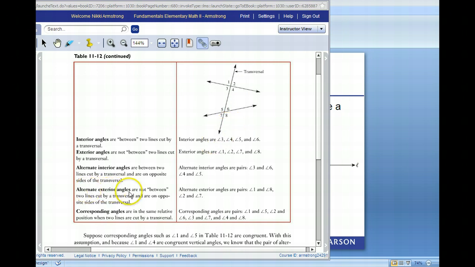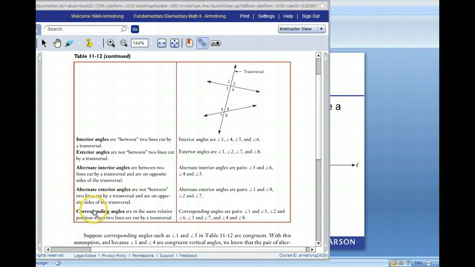Alternatively, alternate exterior angles, well, let's think about that for a second. Exterior angles are ones that are on the outsides, 1, 2, 7, and 8, but they need to be alternate, so on opposite sides of the transversal. So here we have 1 and 8, or 2 and 7. Those are both pairs of alternate exterior angles.